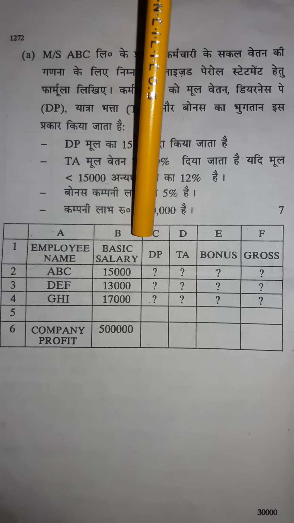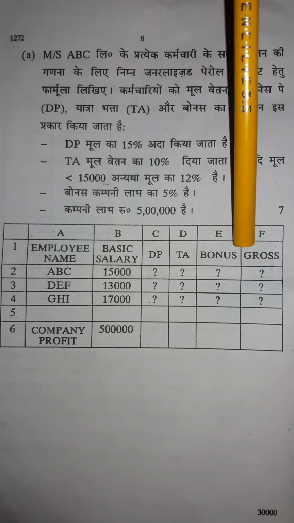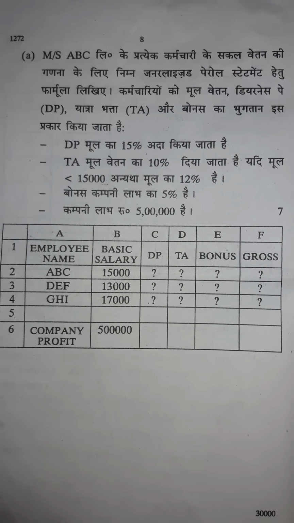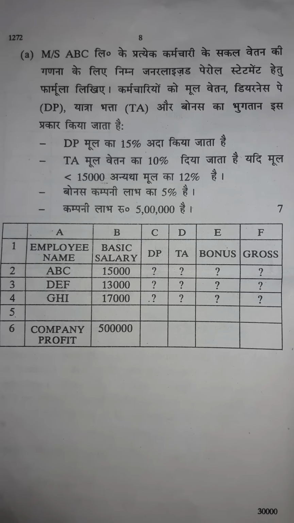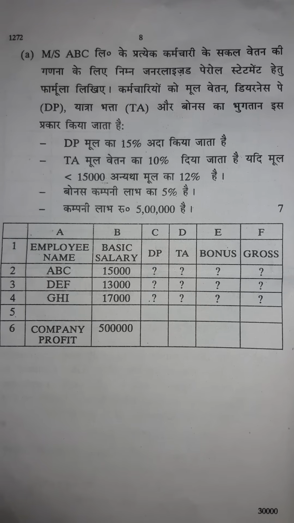You have to calculate DP, TA, bonus, and gross. It is very simple to calculate this. Just like you do in maths, you need to find the percentage. First you will just find the value. After that I'll tell you how to write the formula in the appropriate cells.